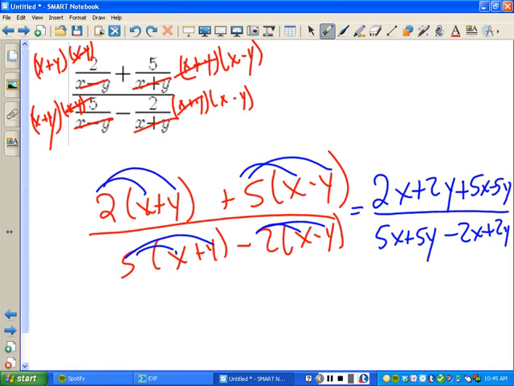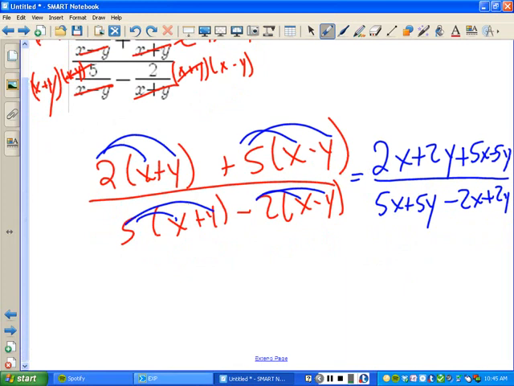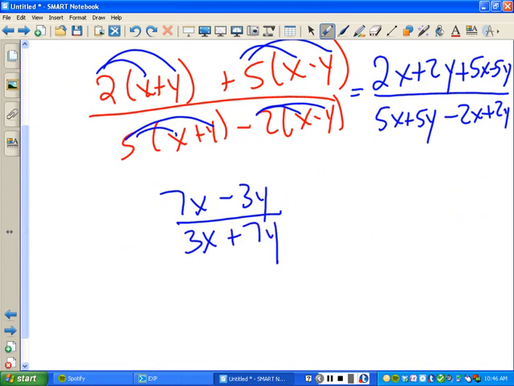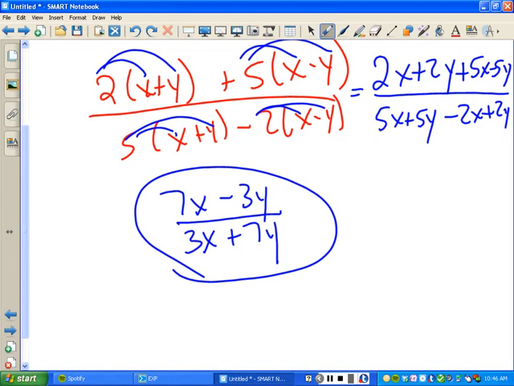Now combine like terms and let's finish this up. 2x plus 5x is 7x. 2y minus 5y is negative 3y. 5x minus 2x is 3x. 5y plus 2y is 7y. And that's all you can do for that. So you don't have to take it and flip it and multiply it or anything.